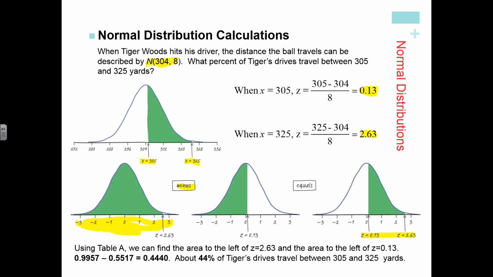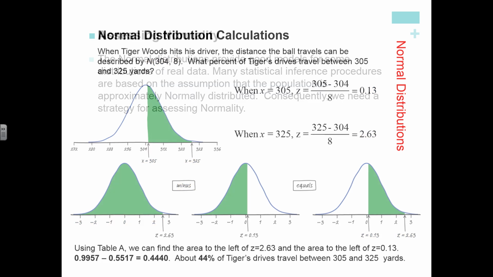Alright, now let me go back one second. Remember, this only works if your stuff is normal. If your stuff is not normal, you can't say that. I can't say that with certainty. I can only say that I'm pretty sure 44% of his balls are going to travel that distance because the distribution was normal, because it was symmetric.